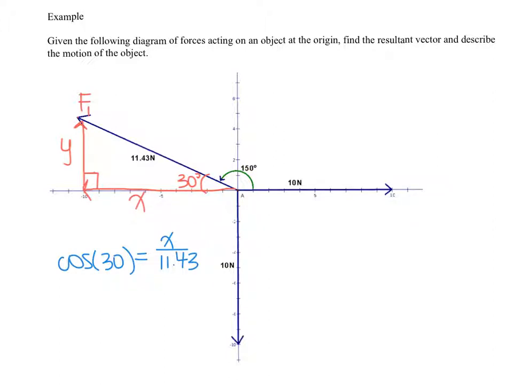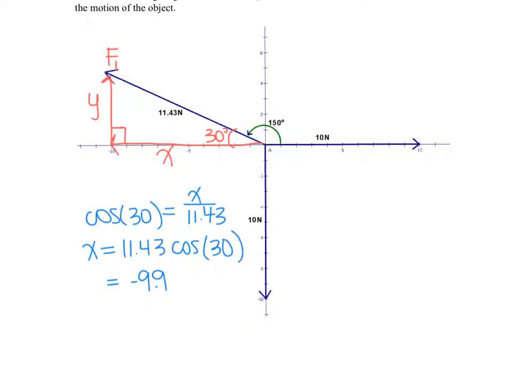Solving for x by multiplying, we get that x equals 11.43 times the cosine of 30. Then you just use a calculator, and we get that x is 9.9. But if you notice, this vector is in quadrant 2. And in quadrant 2, x should be negative. So we're going to add that negative there so that we have the correct x value.